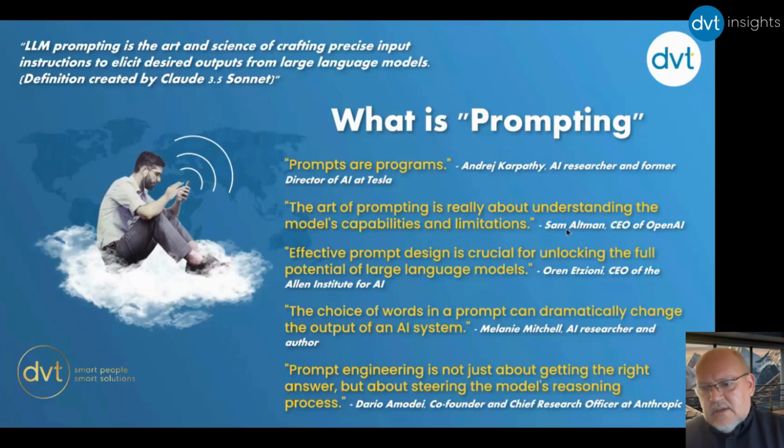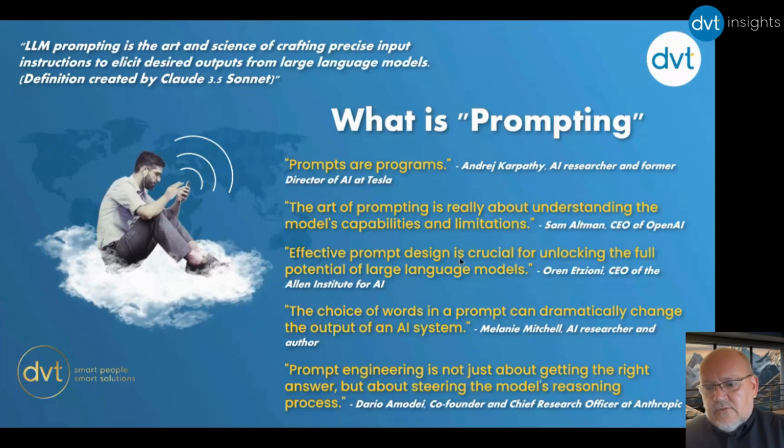Then Sam Altman, CEO of OpenAI: the art of prompting is really about understanding the model's capabilities and limitations. Okay, so he insinuates that you have to know the model in detail, which I will show you now. You can really just go for it in that sense. So you don't always need to understand the intricacies, but obviously it helps to understand what the model is all about.